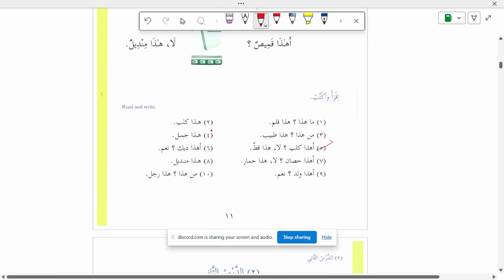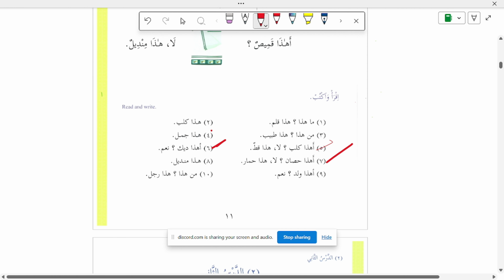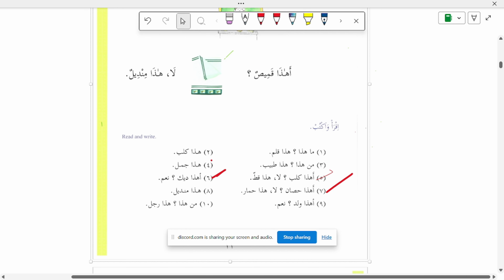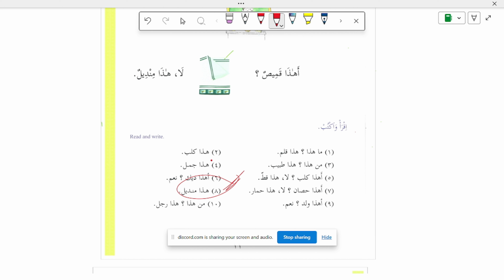Okay, next. هذا ديك. نعم. Is this a rooster? Yes. Okay, excellent. Next. هذا حصان. Hisanun. Horse. Is it a horse? لا، هذا حمار. Himarun, donkey. هذا منديل. Mindilun. Yeah, this is written here. Mindilun. Handkerchief. That's it. Thank you.